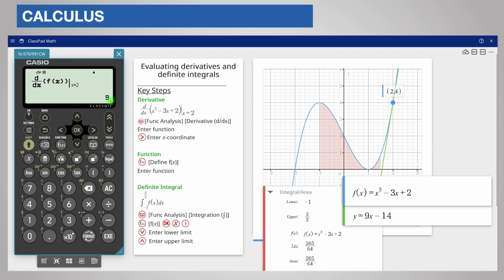Now let's look at integration. To calculate a definite integral, press the Catalog key and choose Function Analysis as before. This time, scroll down to Integration.